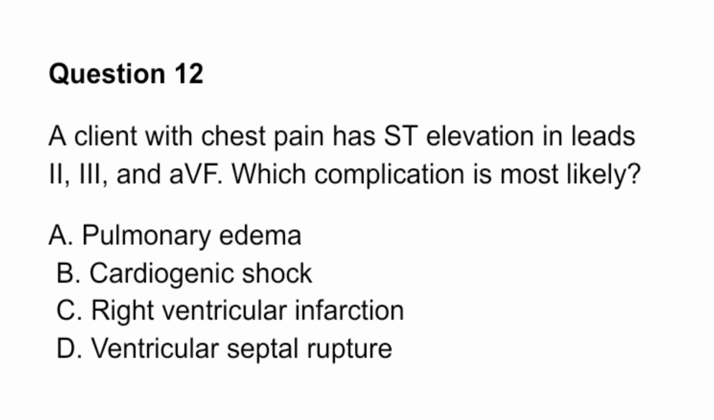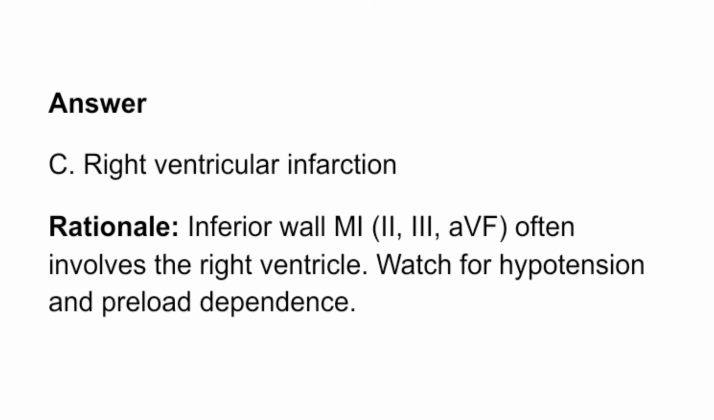Question 12. A client with chest pain has ST elevation in leads 2, 3, and AVF. Which complication is most likely? A. Pulmonary edema. B. Cardiogenic shock. C. Right ventricular infarction. D. Ventricular septal rupture. Answer. C. Right ventricular infarction. Rationale. Inferior wall MI, leads 2, 3, and AVF often involve the right ventricle. Watch for hypotension and preload dependence.